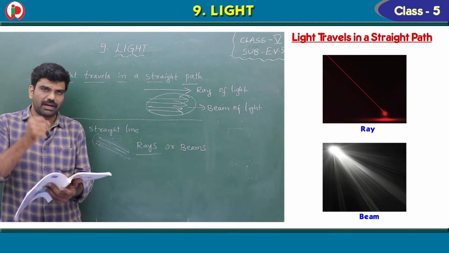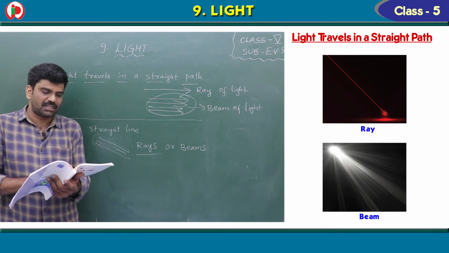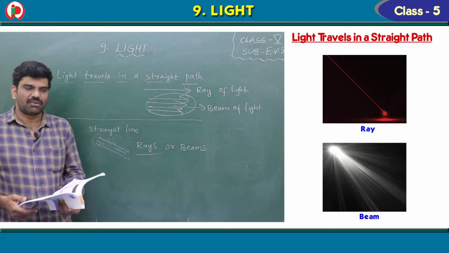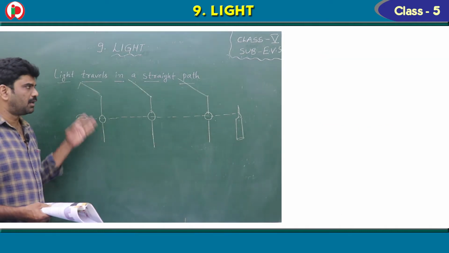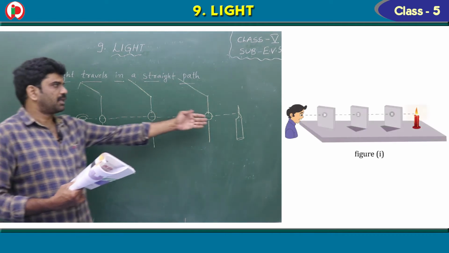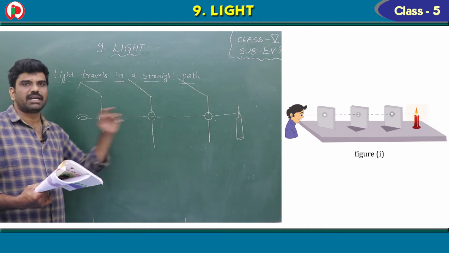Let's do another activity to see that light travels in a straight line. Okay, now let us see that activity. For this, the materials required are a candle and 3 pieces of cardboard of the same size.